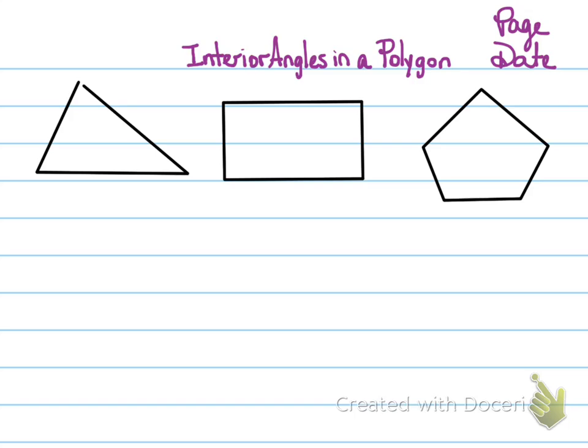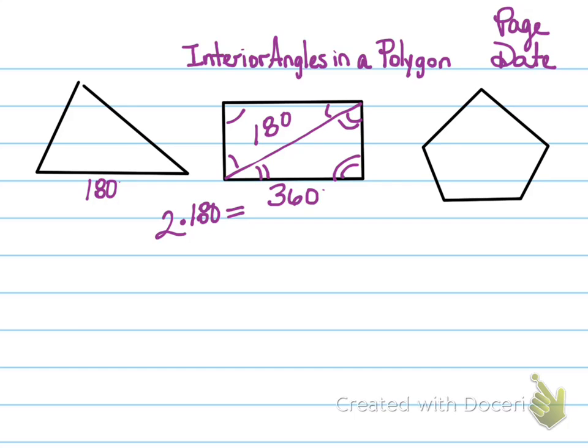Alright, so how many degrees are in a triangle? Correct. 180 degrees. Good job. Alright, how about a rectangle? 360 degrees. If we were to draw one diagonal, how many triangles would you have? You would have two, and each one of these has angles that measure 180 degrees. So we would take 180 times 2, and that would give us the 360 degrees.